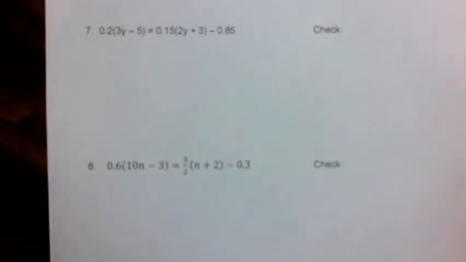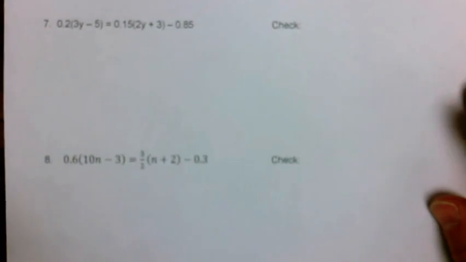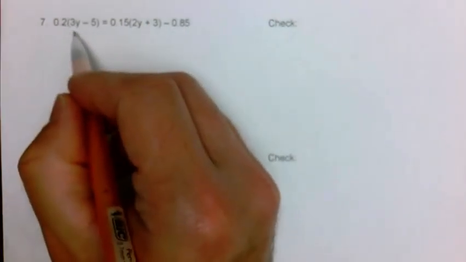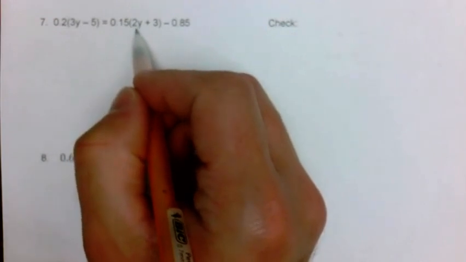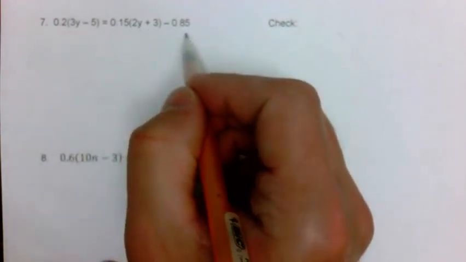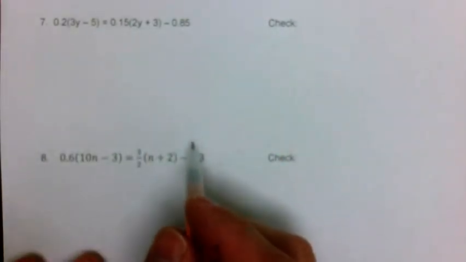Let's look at an example where we have variables on both sides with decimals, all right? We have 2/10 multiplying 3y minus 5 equals 15/100 multiplying 2y plus 3 minus 85/100. Again, we have to simplify each side of the equation before we can start to move things around. So on each side, we're going to start by using the distributive property.